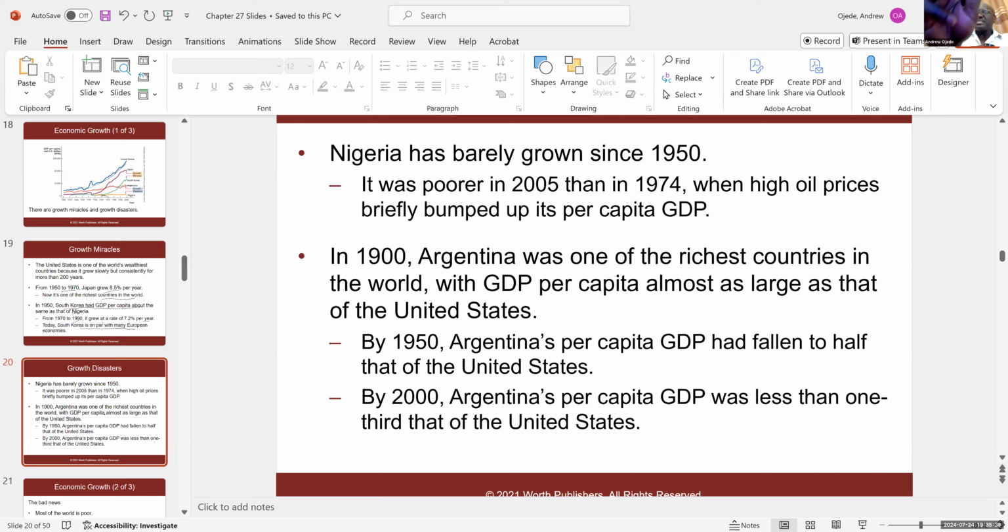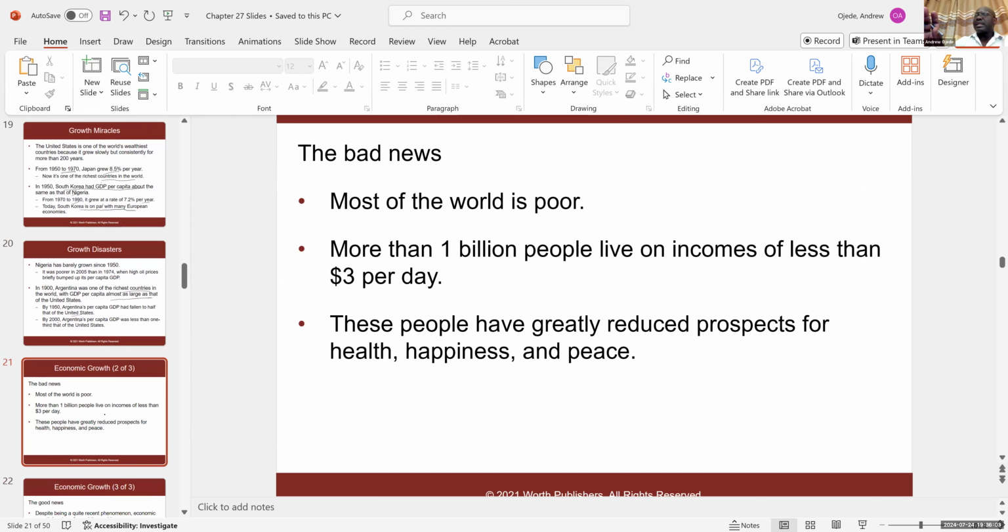In 1900, Argentina was one of the richest countries in the world, by the way, with GDP per capita almost as large as that of the United States. But by 1950, Argentina's per capita real GDP had fallen to half of that of the United States. And by 2000, Argentina's average income was less than one third that of the United States. So that tells you that Argentina is one of those growth disasters out there. And that's also a learning lesson: your country may start well, being prosperous, but that prosperity can dissipate, and you can actually fall to a point of being less prosperous.